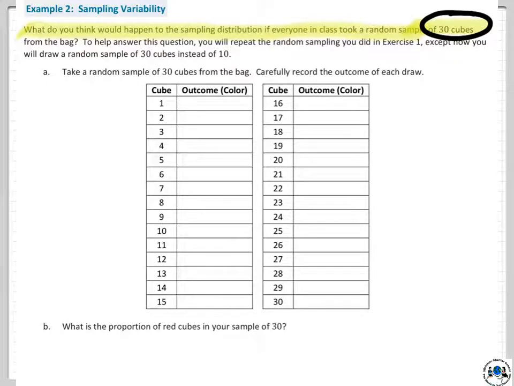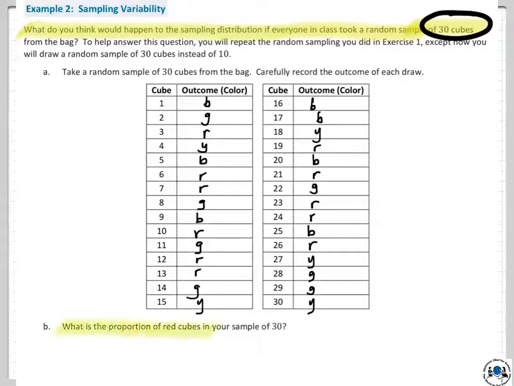So here we go. Let's see the first outcome. All right, if we take a look at that, I'm really getting chintzy now, just using first letters. The first thing we're going to figure out is what is the proportion of the red cubes in our first sample of 30. Why don't I just pause here and have you do something this lesson. Go ahead and calculate the proportion and come on back.